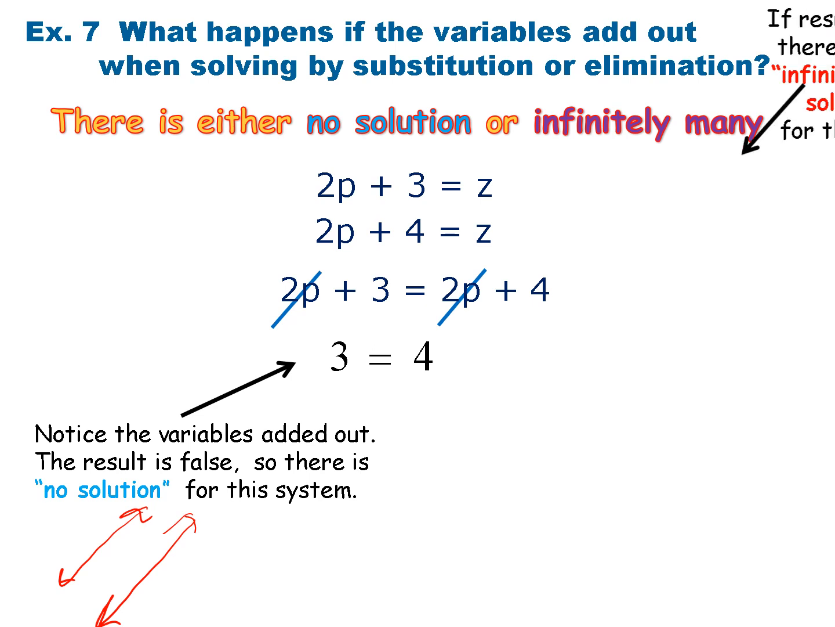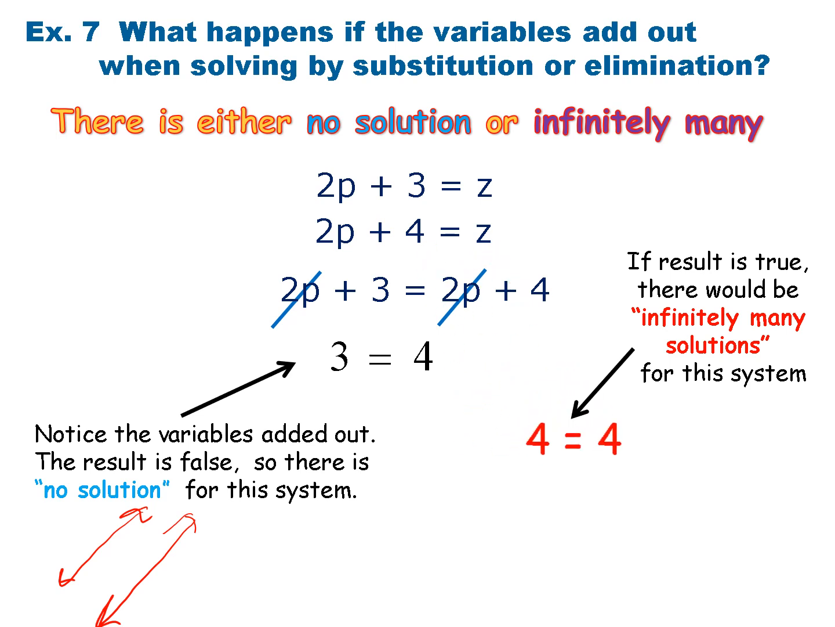Now, let's talk about this. What if I get something like a true statement? So if I get 4 equals 4. So again, this wouldn't be the solution to this one, obviously, but if I result in my variables dropping out and I get a true mathematical statement like 4 equals 4, if that happens, then I know there's infinitely many solutions. And what that also means is that these two lines are the same line. So same line, infinitely many solutions.